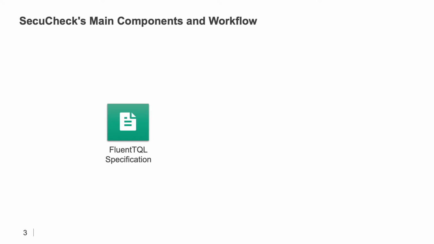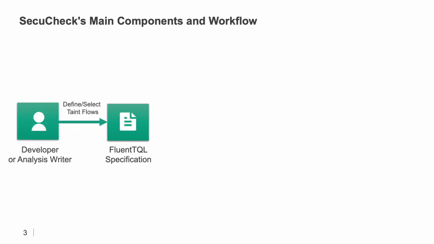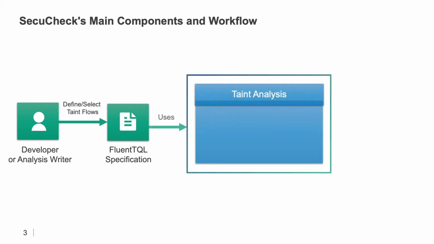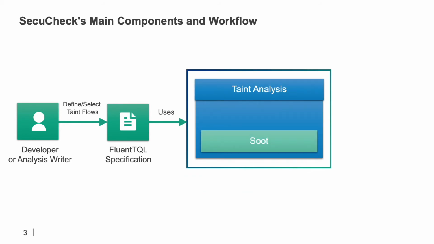To use SecuCheck to identify potential software vulnerabilities, a specification that outlines the taint flow that the analysis should identify in the provided source code needs to be provided. The specifications are written using a Java internal domain-specific language called FluentSQL. A developer or analysis writer can either define their own specifications or use predefined specifications in SecuCheck's catalog to detect vulnerabilities. SecuCheck's taint analysis uses a program analysis framework called Soot to analyze the source code, and either of two analysis solvers can be used, namely Boomerang, based on synchronized pushdown systems, or FlowDroid, which uses the IFDS framework.